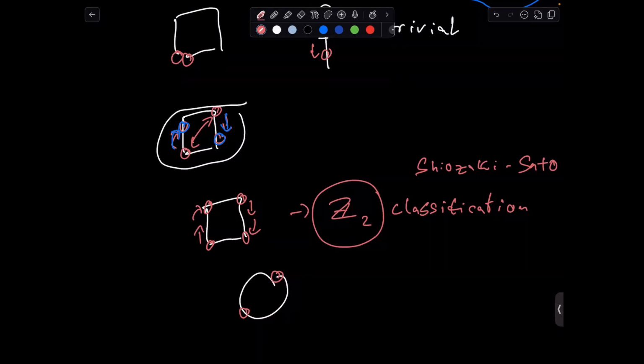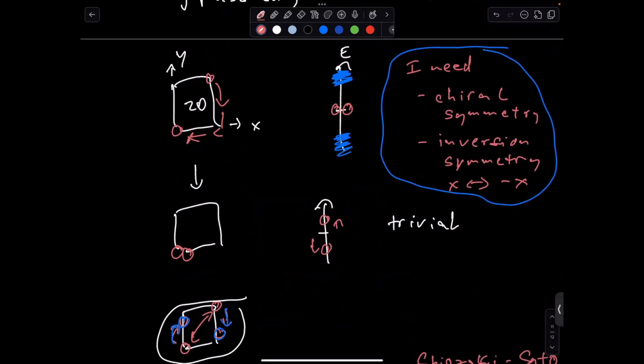Right, but if you have inversion only, then I could always locally just push them away, for example, like that in the same direction. You're right that there's a notion of filling anomaly that was mentioned yesterday in Maya's talk, for example, where you can still come up with some topological protection even in this case, but it's just a little bit technical, and so I didn't want to mention it.